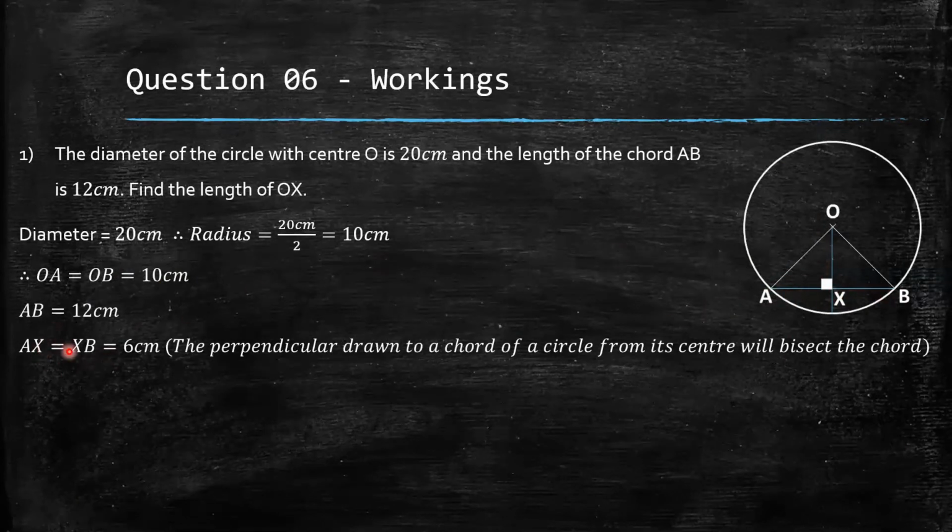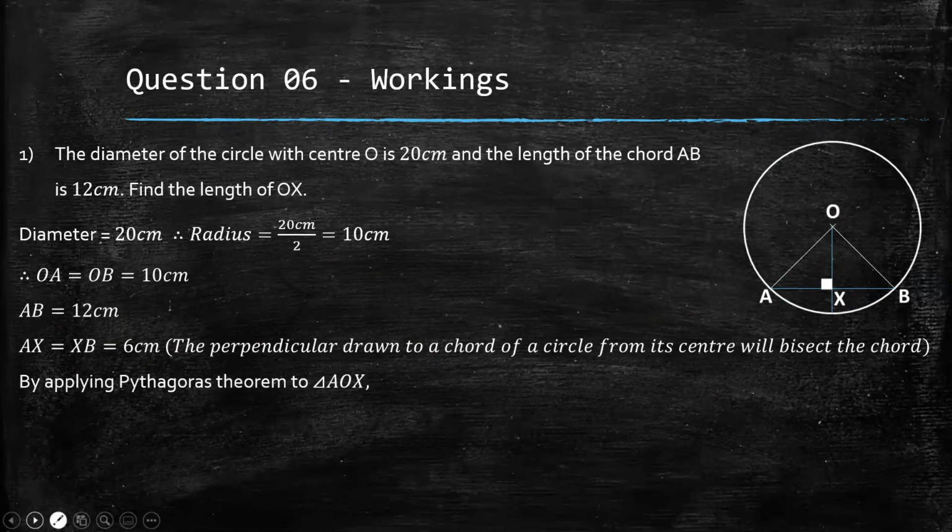So AX will be equal to XB equal to 6 centimeters because the perpendicular drawn to a chord of a circle from its center will bisect the chord. So this is the center and this will be the perpendicular drawn. So X will bisect the chord AB. Therefore, AX will be equal to XB, which is equal to 6 centimeters.